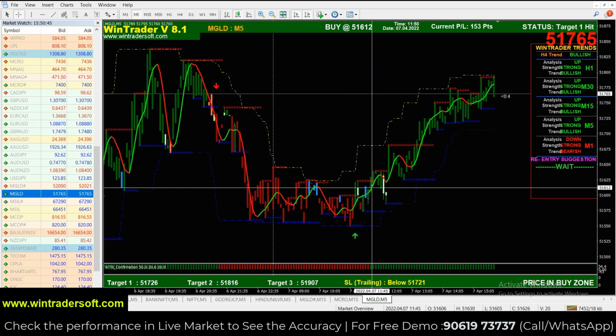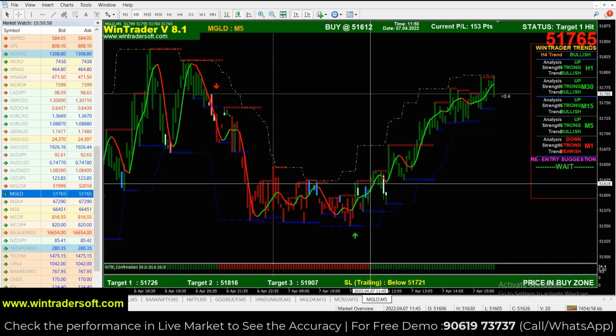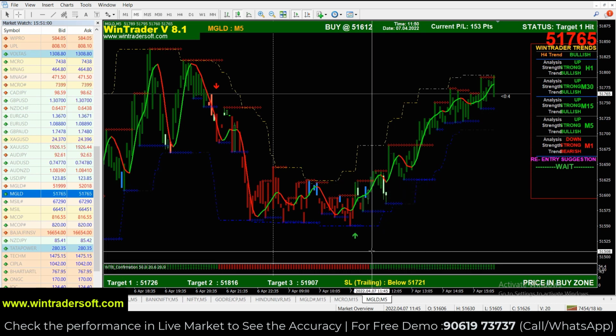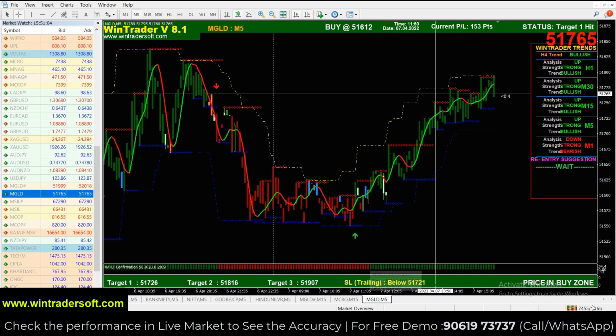We got a confirmation at this level, so we can enter at that level. Around that time the market value was around 51,606, so we can enter at that level. Confirmation means the bottom bar converted to green color and the price is in the buy zone.